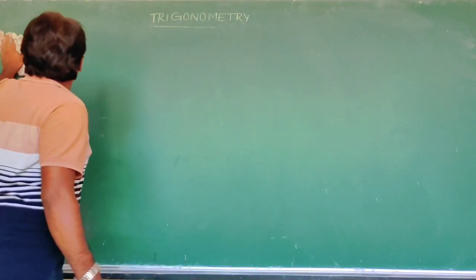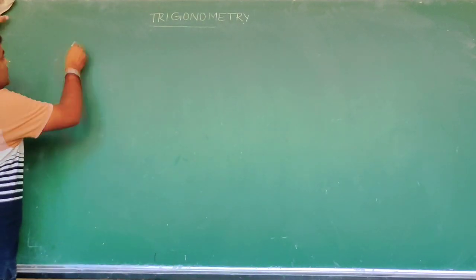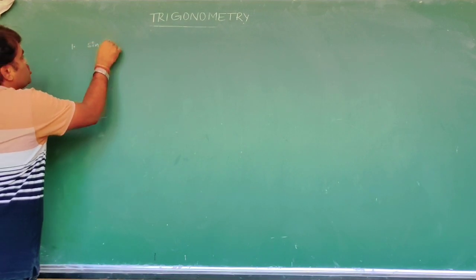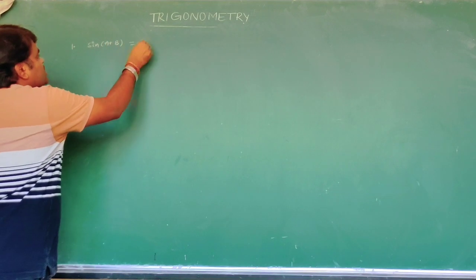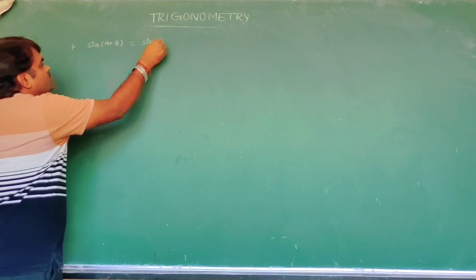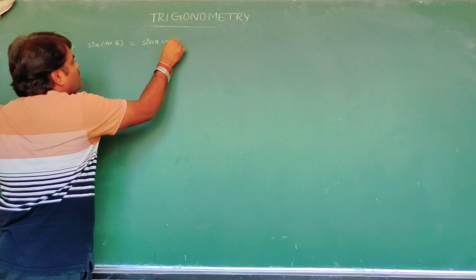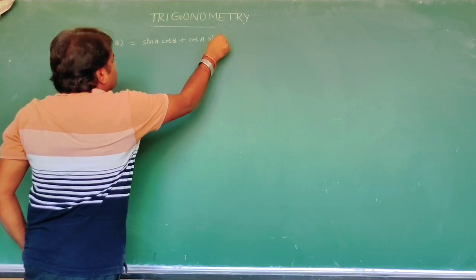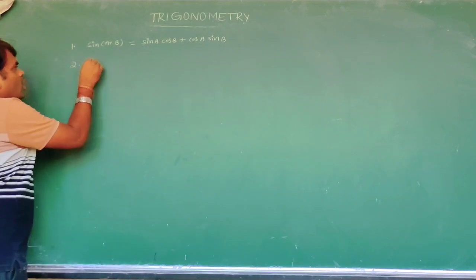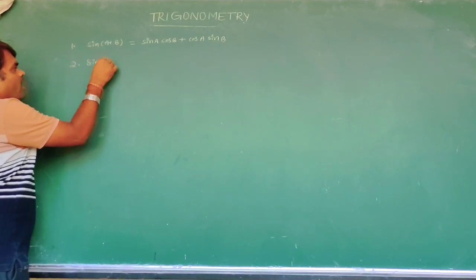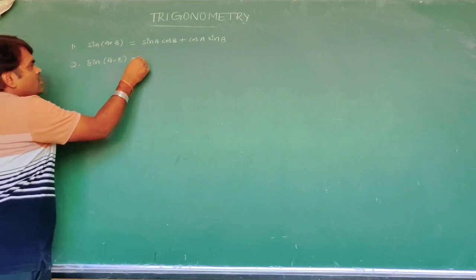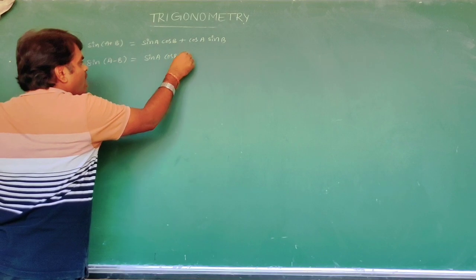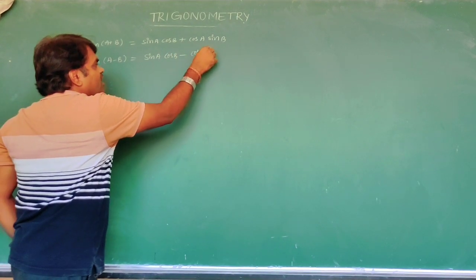So, very important formulas. Now we are going to that. The first one is sin(A + B), that is sin A cos B plus cos A sin B. Now the second formula, sin(A − B), that is sin A cos B minus cos A sin B.